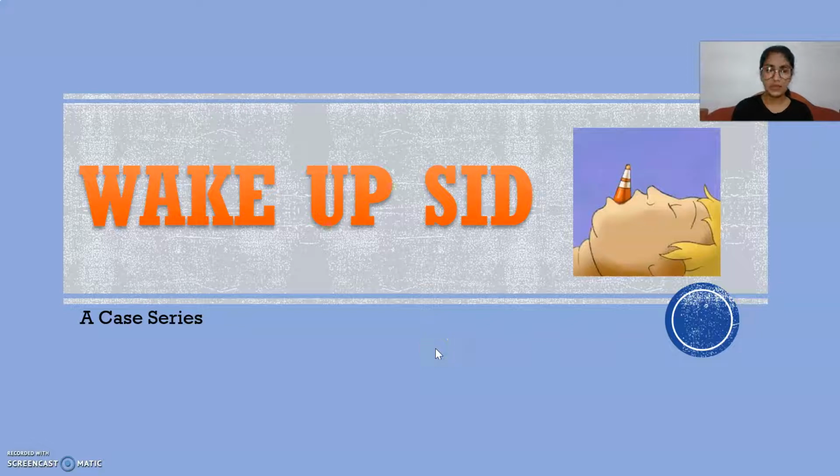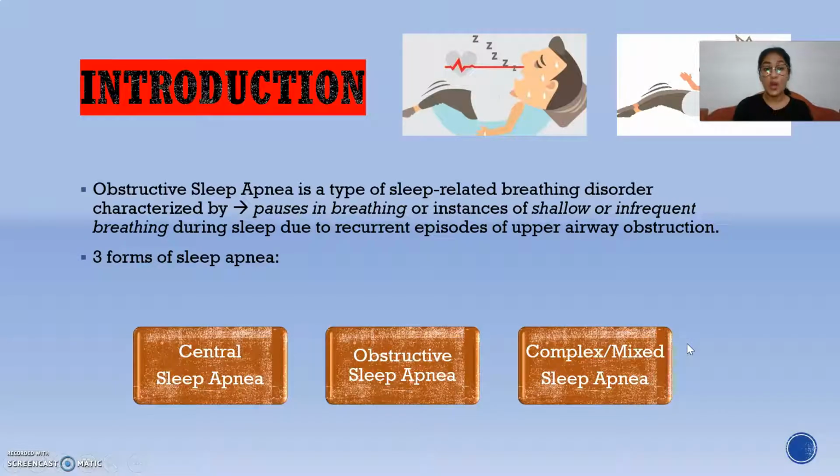All of us would have been told to wake up during long lectures. But have you ever wondered if there's something more to it? Obstructive sleep apnea is a type of sleep-related disorder characterized by pauses in breathing or shallow breaths during sleep due to recurrent episodes of upper airway obstruction.